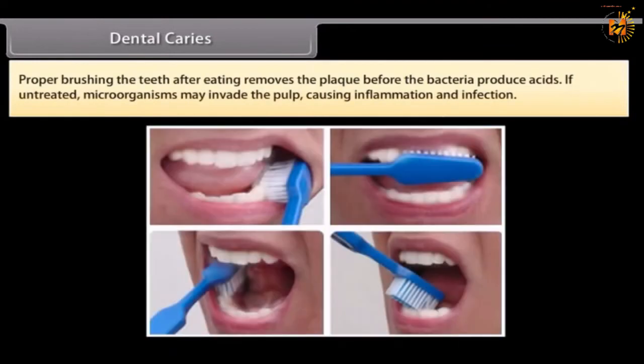Proper brushing of the teeth after eating removes the plaque before the bacteria produce acids. If untreated, microorganisms may invade the pulp, causing inflammation and infection.